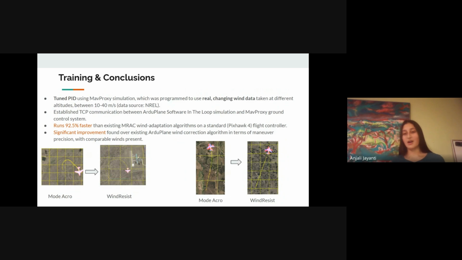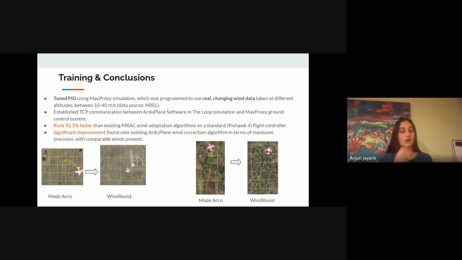This was run off of the software that was written for ArduPlane, and the algorithm runs significantly faster than an existing wind adaptation algorithm that actually takes in the wind and adapts to it. It also has significant improvement over the existing way that ArduPlane corrects for the wind.